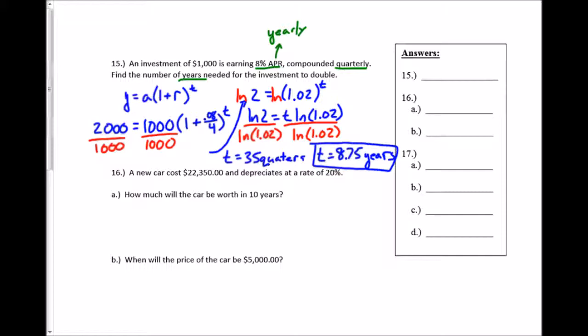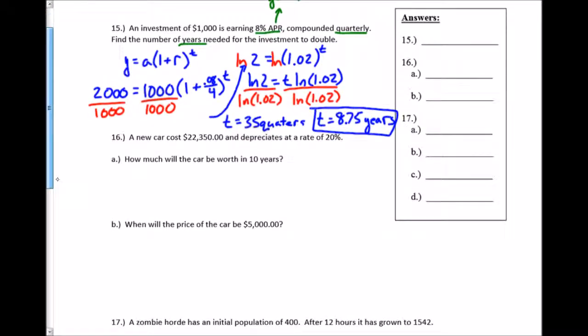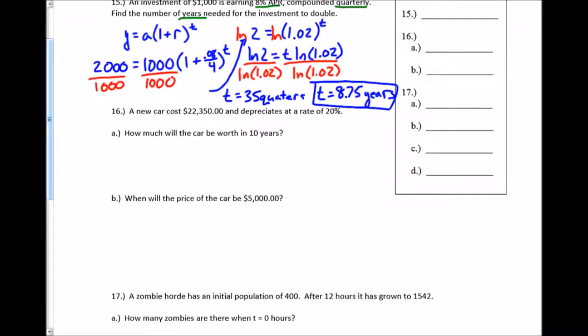Okay. Number 16, it says a new car costs $22,350. It's depreciating at 20%. And really, this is per year. Should have been specified here, so 20% per year. We want to know how much will the car be worth in 10 years. So this is my depreciation. It's per year, so it's y equals a times 1 minus r raised to the t. And I just plug in what I know.